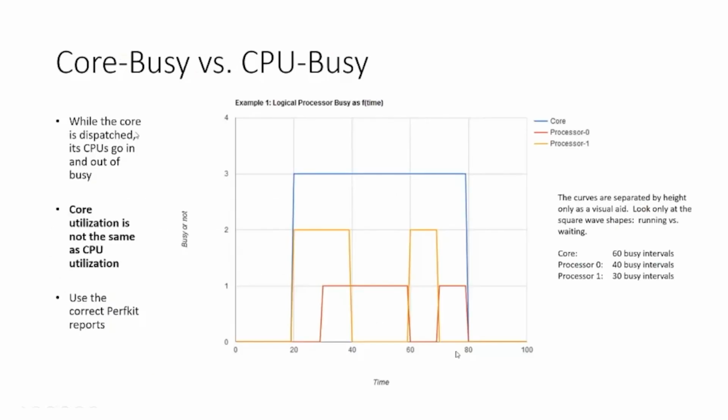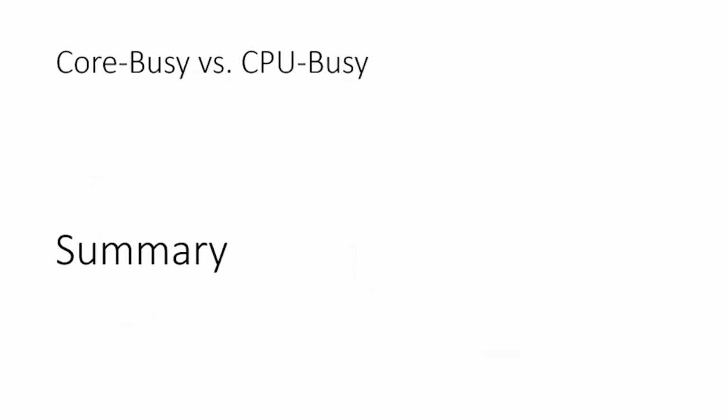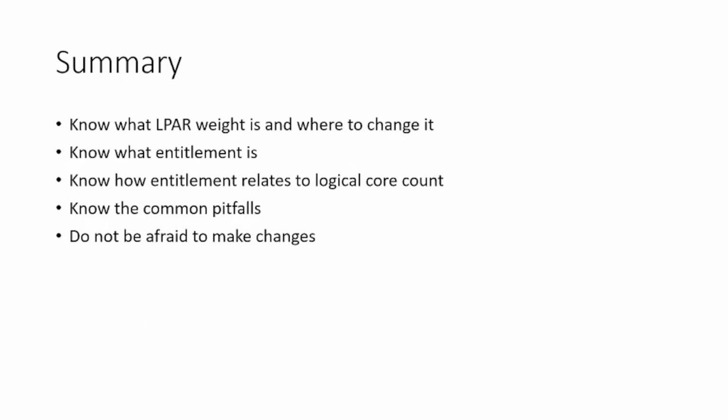This chart attempts to illustrate for you that when Prism dispatches a logical core in SMT2, which is portrayed by the blue line here, the square wave indicates that the core is dispatched for this period and it's not dispatched outside. Those processors on that core go in and out of wait state. Processor 1 maybe runs some of the time, processor 2 runs some of the other time, so you can see that CPU utilization and core utilization are not the same. That's why I included the previous chart to show you which reports are core utilization and which reports are CPU utilization.